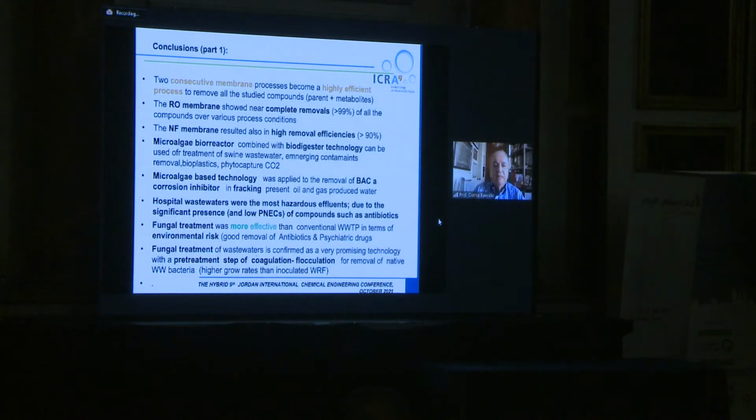Basically, these technologies, membrane and nanofiltration, are working very well for the elimination of contaminants. Microalgae technology seems a very good opportunity for many applications. The BAC as a corrosion inhibitor in fracking did work very well in Norway. We worked with them in Norway and also in the US with colleagues there. For hospital wastewaters, there are different technologies that can be used, like fungal treatment, which is a cheap technology and can be applied.